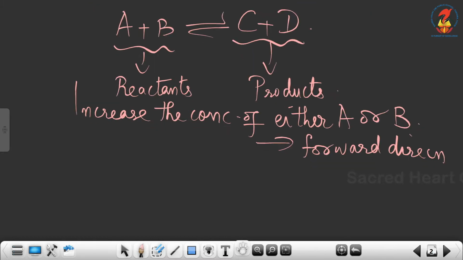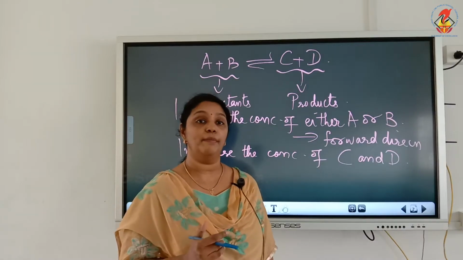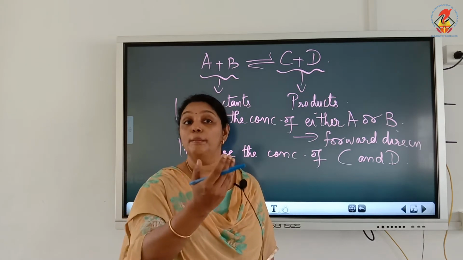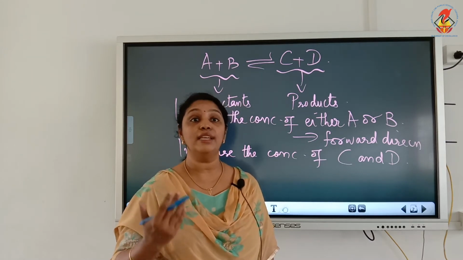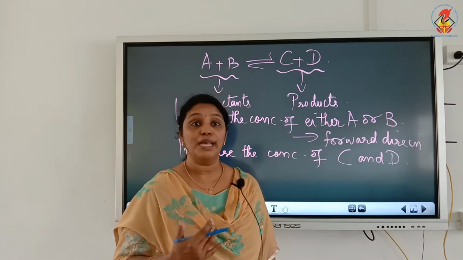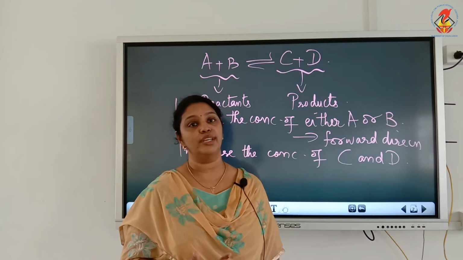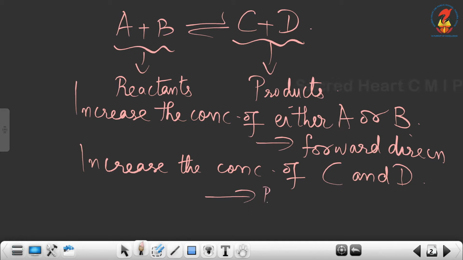Now, suppose I increase the concentration of C and D. Now again the equilibrium is disturbed, so what will happen? The reaction will take place now in the backward direction because there is more concentration of C and D. So C and D will react to form A and B. So the reaction takes place in the backward direction so as to reduce the increased concentration of C and D. So here, if I increase the concentration of C and D, the reaction takes place in the backward direction.